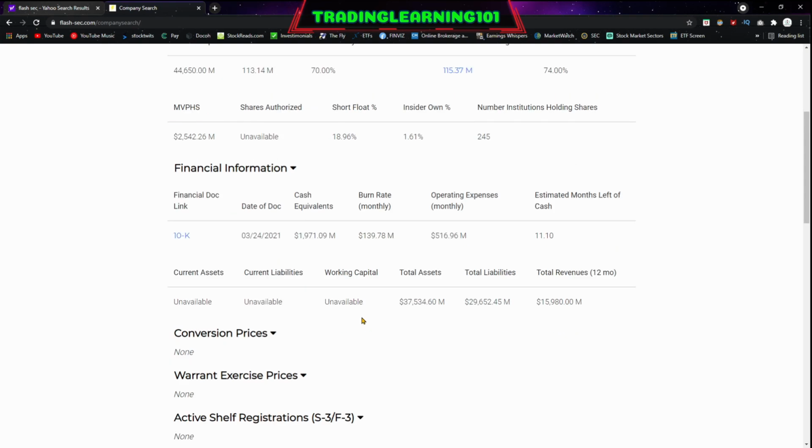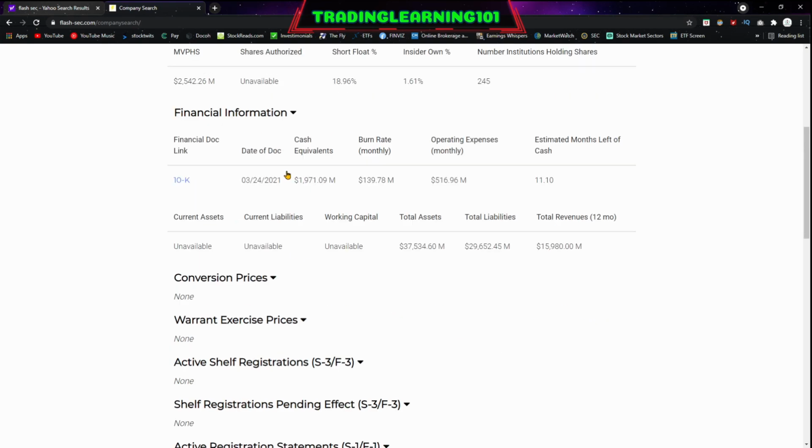Then we can scroll down to the financial information. How much cash the company has. What's their monthly burn rate? Operating expenses, monthly. Estimated months left of cash. Current assets, liabilities, how much working capital, total assets, total liabilities, total revenue over the past 12 months.